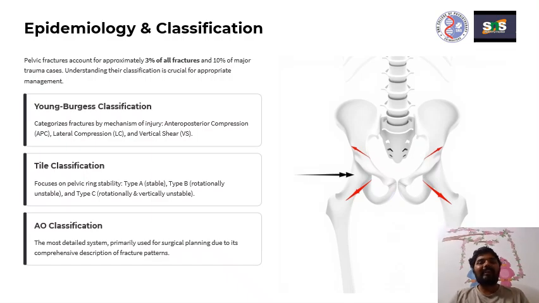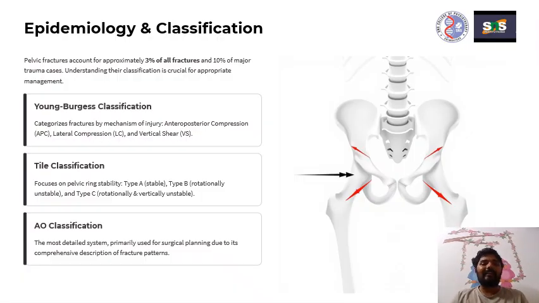Then epidemiology and pelvic fracture classification. Pelvic fractures account for approximately 3% of all fractures and 10% of major trauma cases. Understanding the classification is crucial for operative management. First one is the Young-Burgers classification. This classification categorizes fractures by mechanism of injury, mainly anteroposterior compression, lateral compression, and vertical shear.